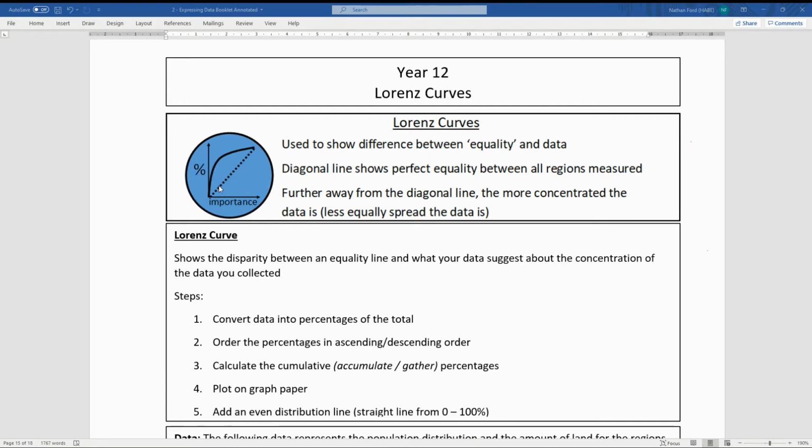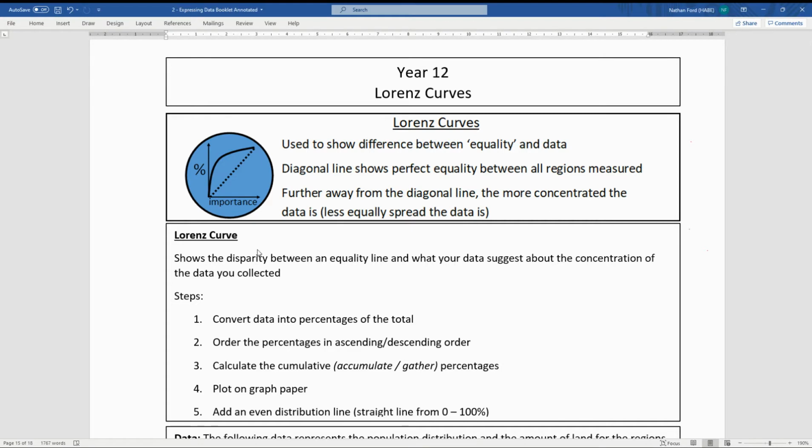Previously, you should have done work on interpreting Lorenz curves. It's a curve that shows an equality line, and then there's another curve of your data. The further away it is from that line, the less equal it is in terms of distribution, or the more concentrated the data is. So more concentrated on certain individuals or regions, it depends on what your data is.